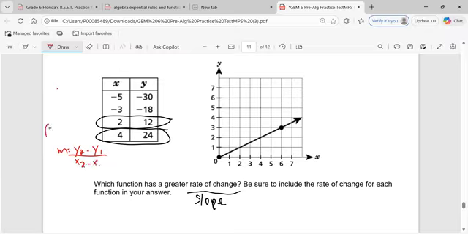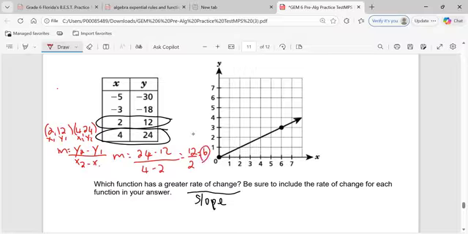And you could write them if you want. And 4, 24. This is my x1, y1, and x2, y2. So my slope is equal to 24 minus 12 divided by 4 minus 2, which is going to give us 12 over 2. So the slope is 6. The slope of the table is 6.